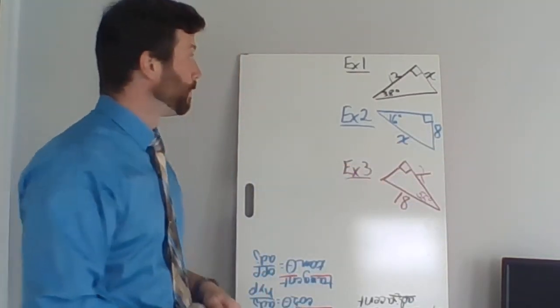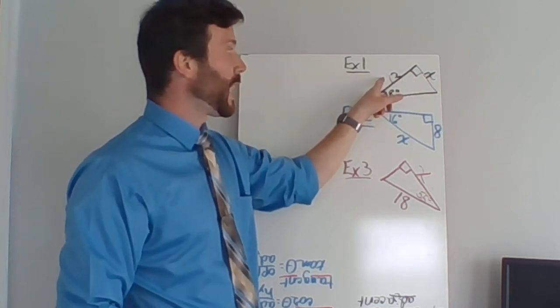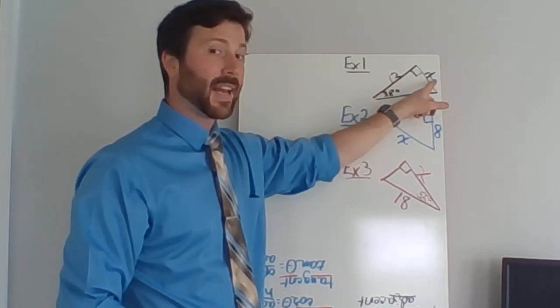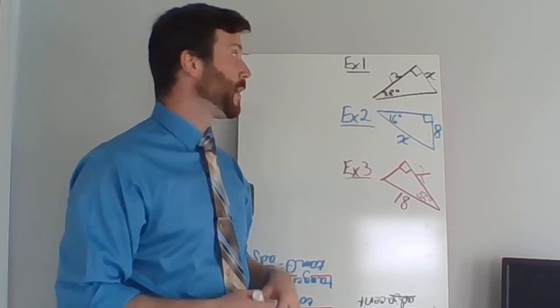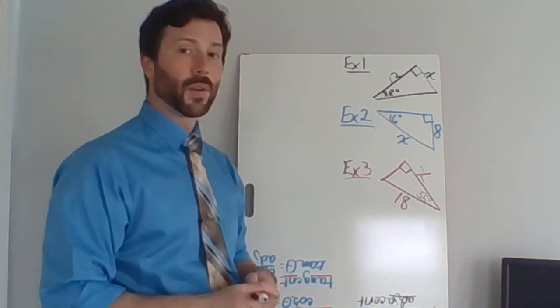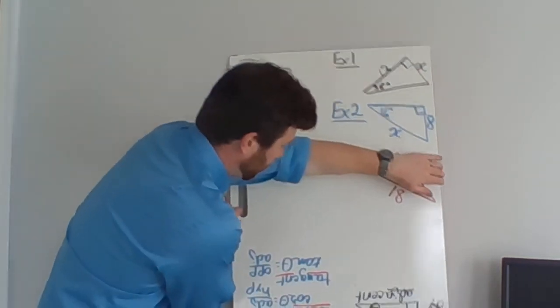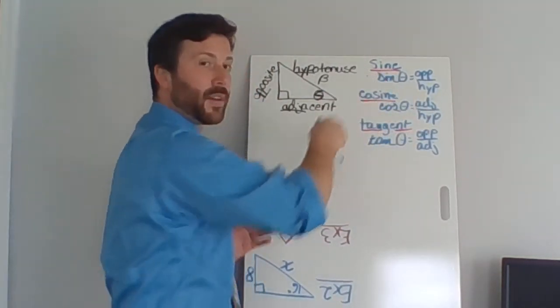Okay, example number 1. I've got this triangle. Here's my right angle. This side is 12, this side is x, this is what I want to find, and this angle here is 38 degrees. So the first thing I need to do is figure out which trig ratio I'm going to use. Now, that's these three. It's always going to be one of these three options, either sine, cosine, or tangent.